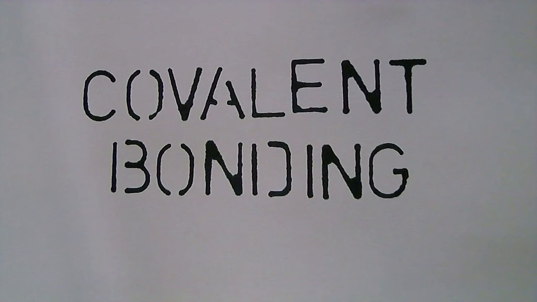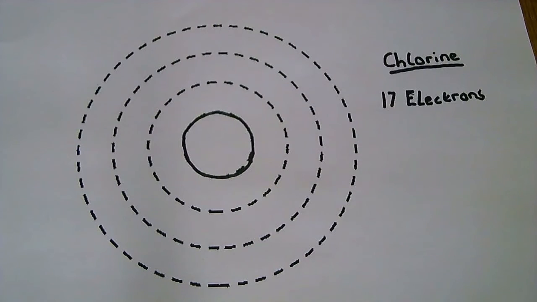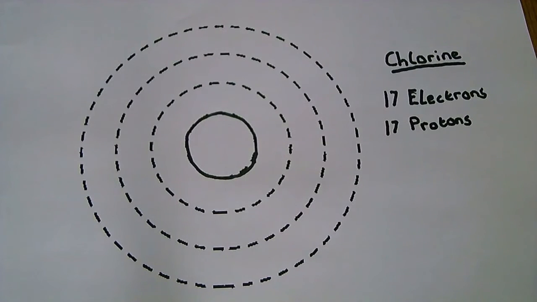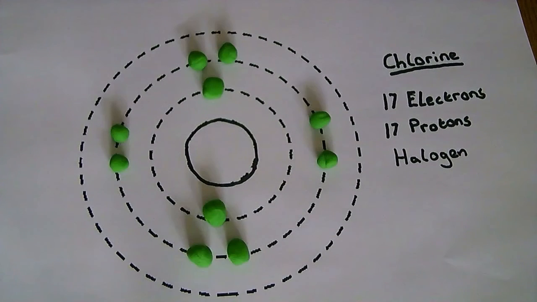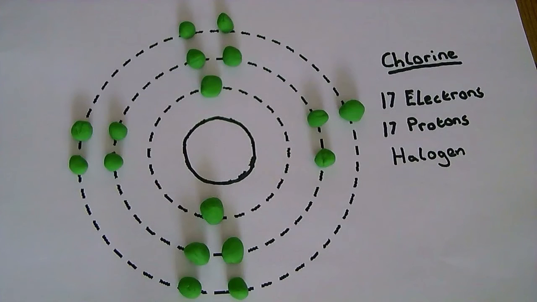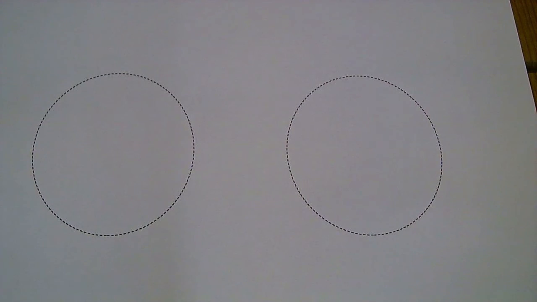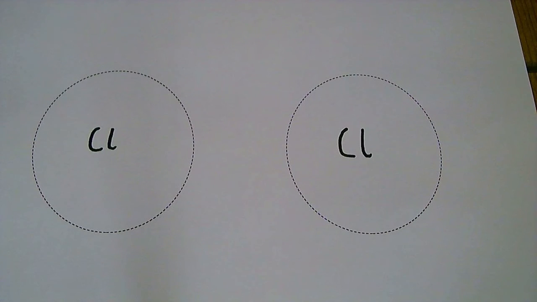Covalent bonding. To begin with, we need a chlorine atom. It has 17 electrons, 17 protons, and is a halogen found in group 7. So the first shell holds 2 electrons, the second 8, and in chlorine it's 7 in the third shell, so it needs to gain an electron to become stable. It does this by sharing electrons with other chlorine atoms.